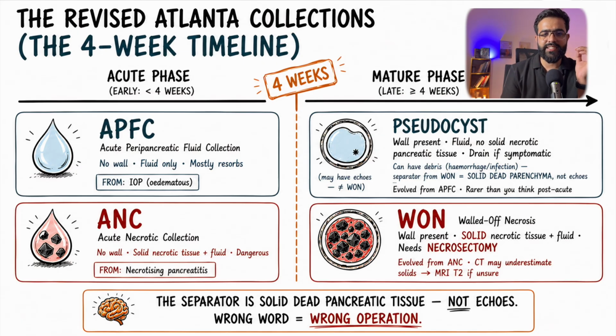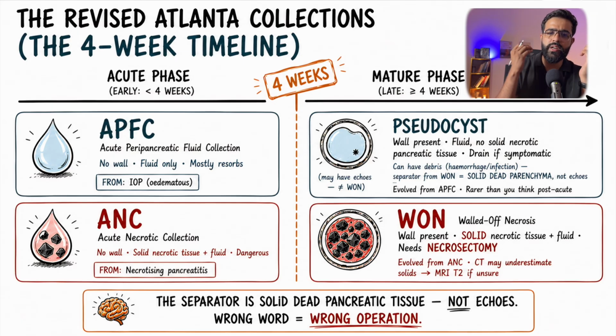Now this is the serious stuff, the necrotizing pancreatitis collection. In necrotizing pancreatitis, dead parenchyma liquefies. This creates acute necrotic collections, ANC, heterogeneous content, mixed fluid and solid necrotic debris in the pancreatic bed. No encapsulating wall, this is acute and this is dangerous. After 4 weeks, if the ANC develops a mature wall, it becomes a wall of necrosis.